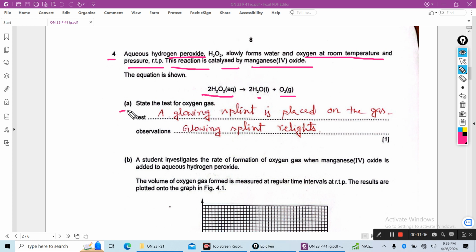So number A, state the test for oxygen gas. How can we test for oxygen gas? The test: a glowing splint is placed in the gas. Observation: you will see the glowing splint relights. Oxygen relights a glowing splint. This is the test for oxygen.